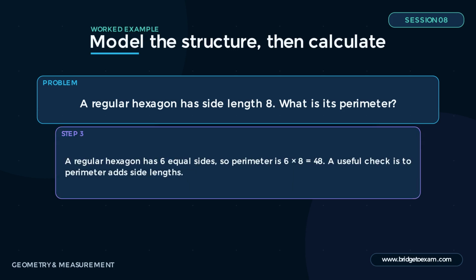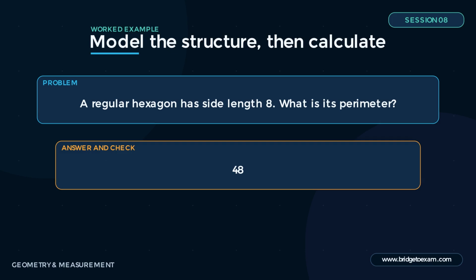Step 3 carries out the mathematics. A regular hexagon has 6 equal sides, so perimeter is 6 times 8 equals 48. A useful check is to add the side lengths. The answer is 48. Now verify the result against the original wording. The quantity, numerical size, and unit must all make sense together.